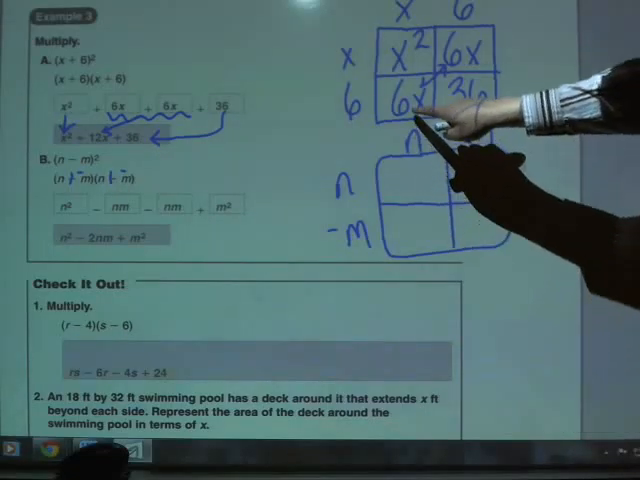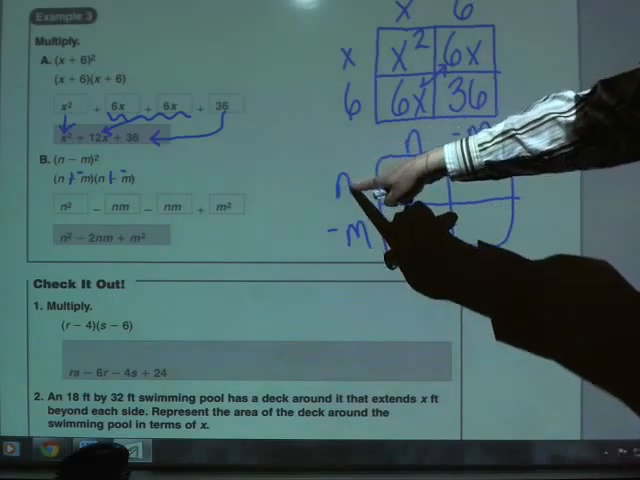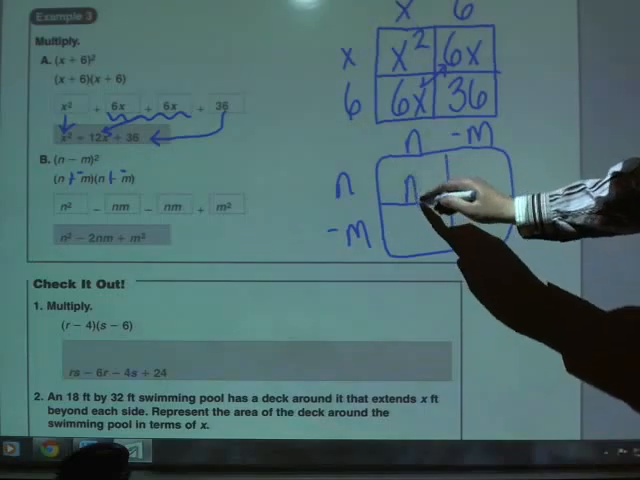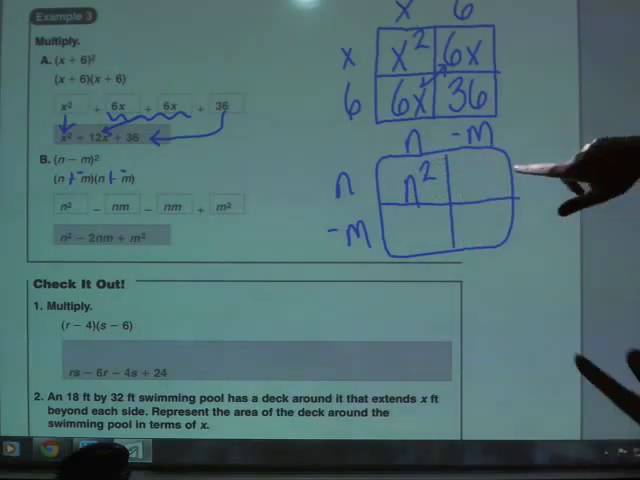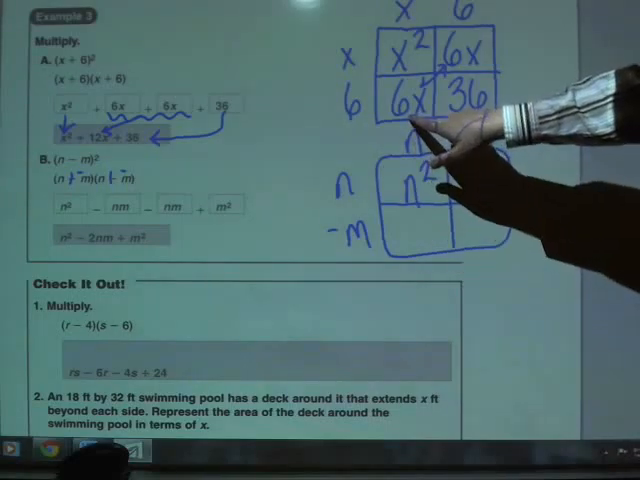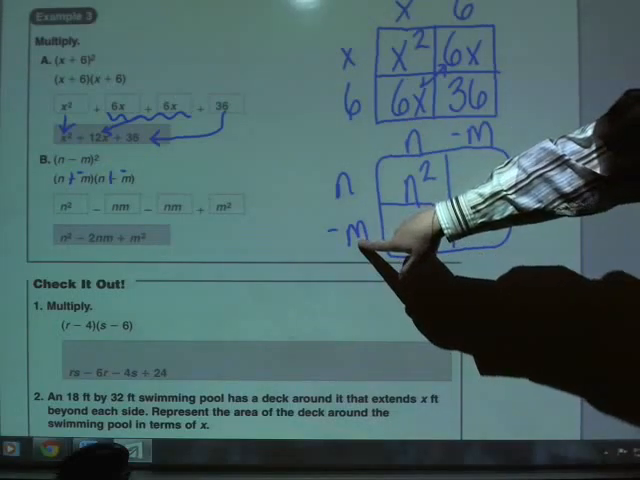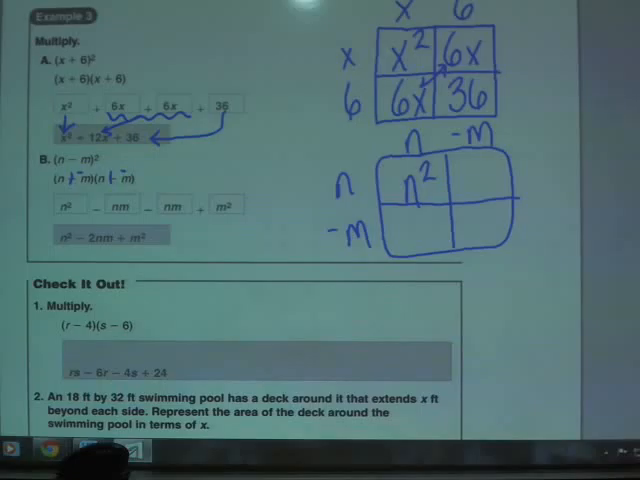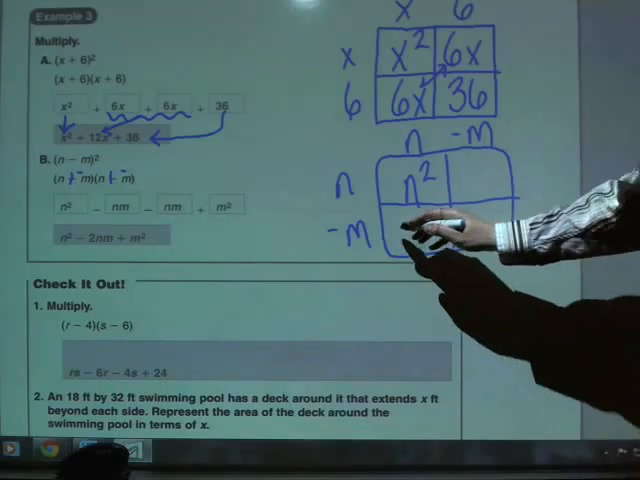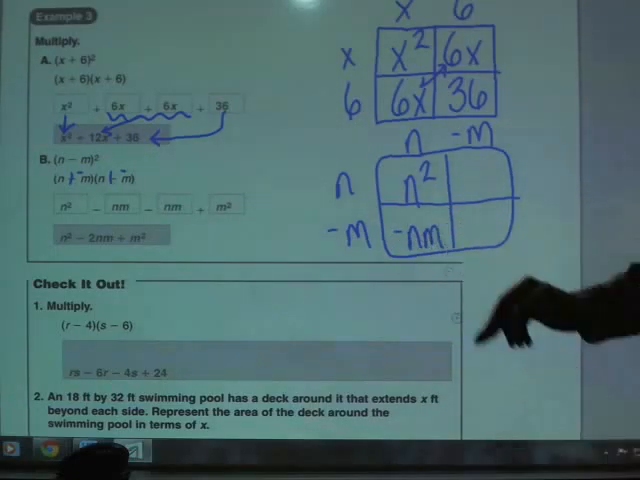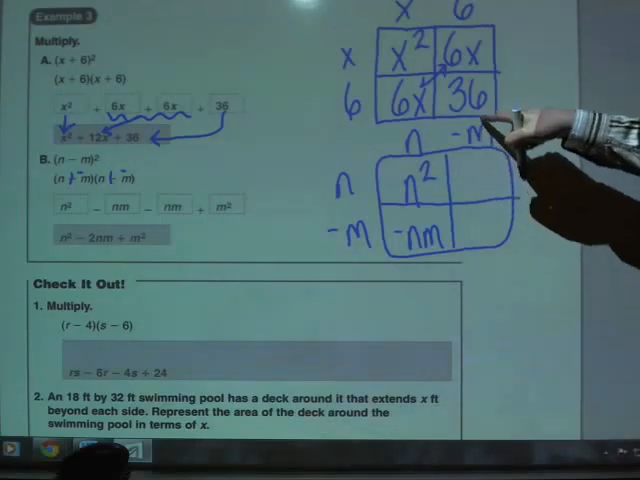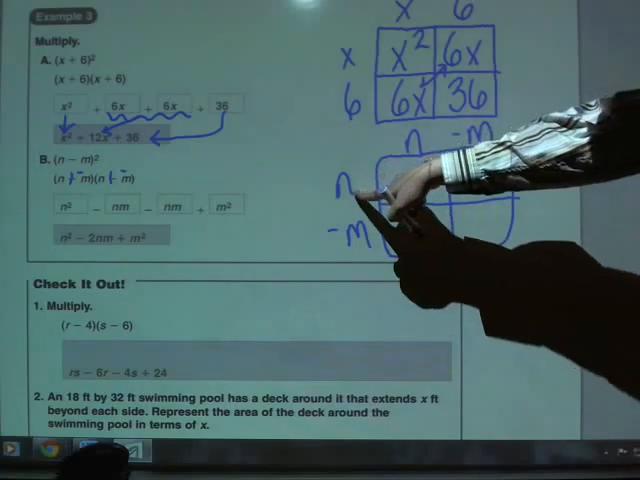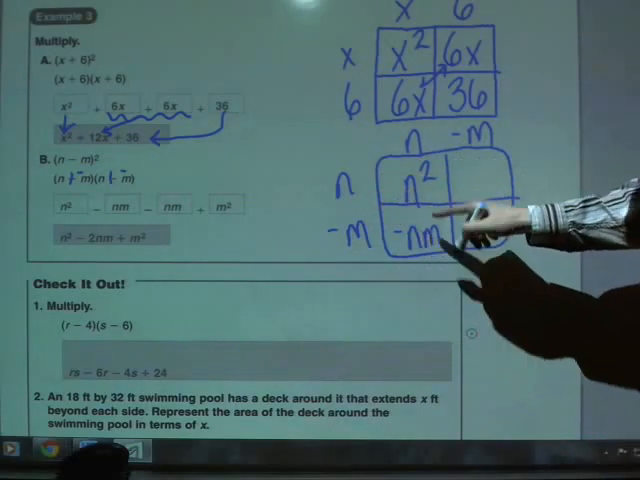This box here has n above it and n to the left of it. N times n is going to give me n squared. This box here has n above it and negative m to the left of it. Well, again, I'm just running those together. That's really easy. Negative nm. Or if you want to write it the other way, negative mn. It's the same thing. This box here in the upper right has negative m above it and n to the left of it. It's the exact same thing as this box.